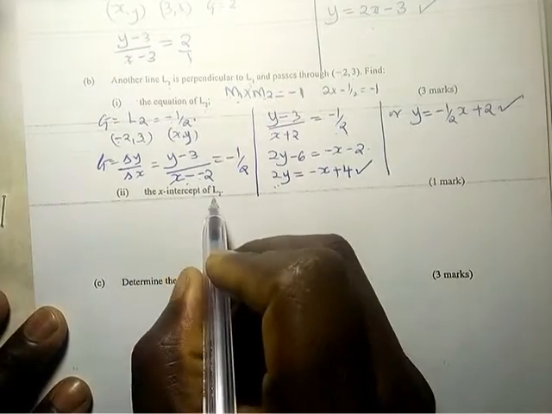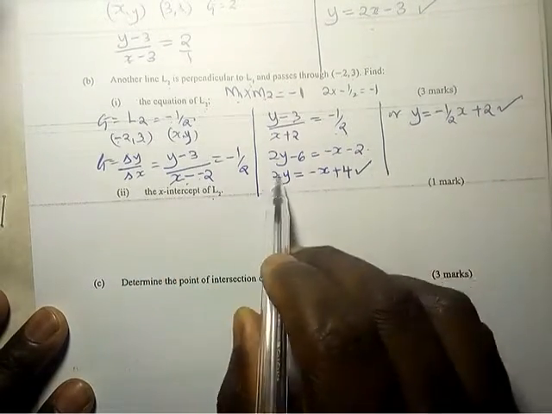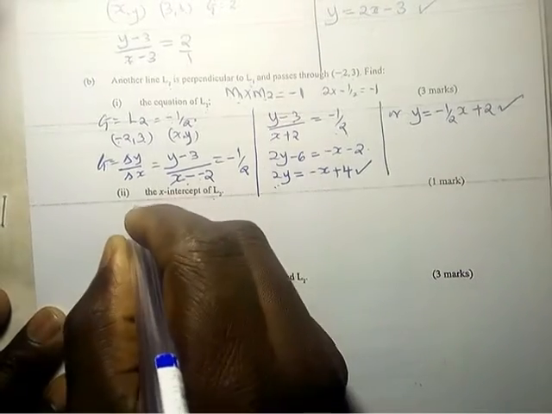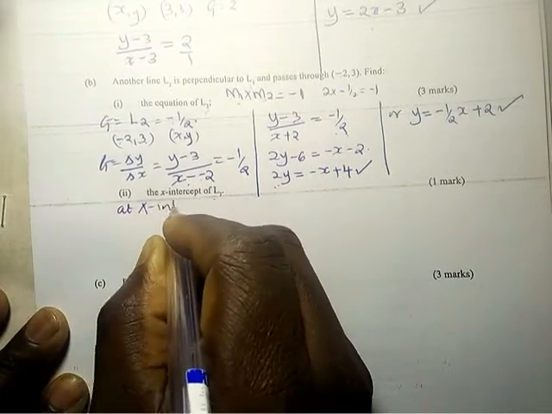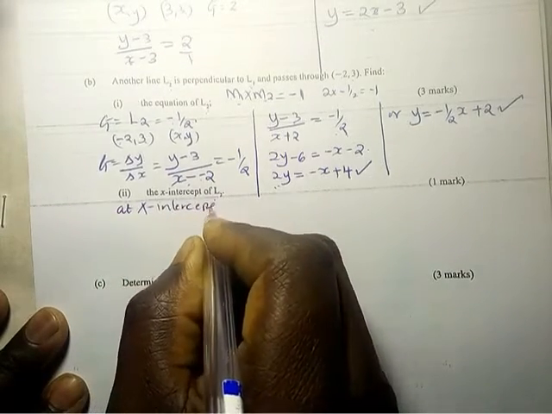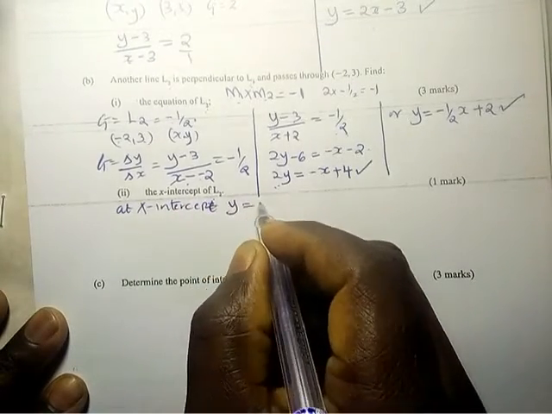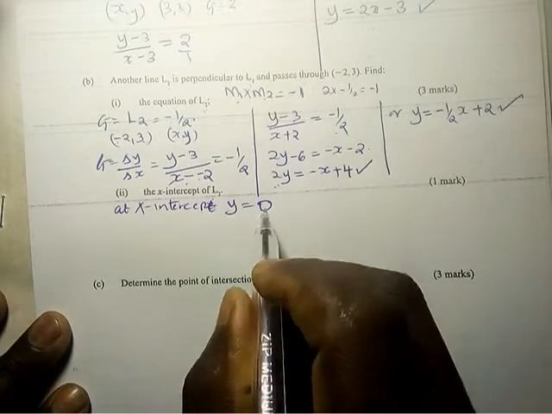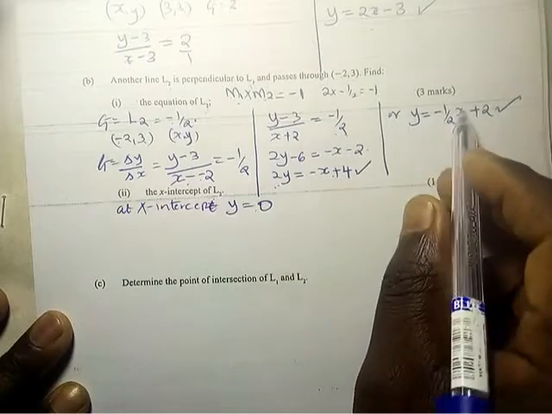The x-intercept of line 2. Now we have the equation of line 2. You can use this or this. At the x-intercept, y is equal to 0. At the x-intercept, y is always equal to 0. So you substitute y with 0 in this equation or that equation.